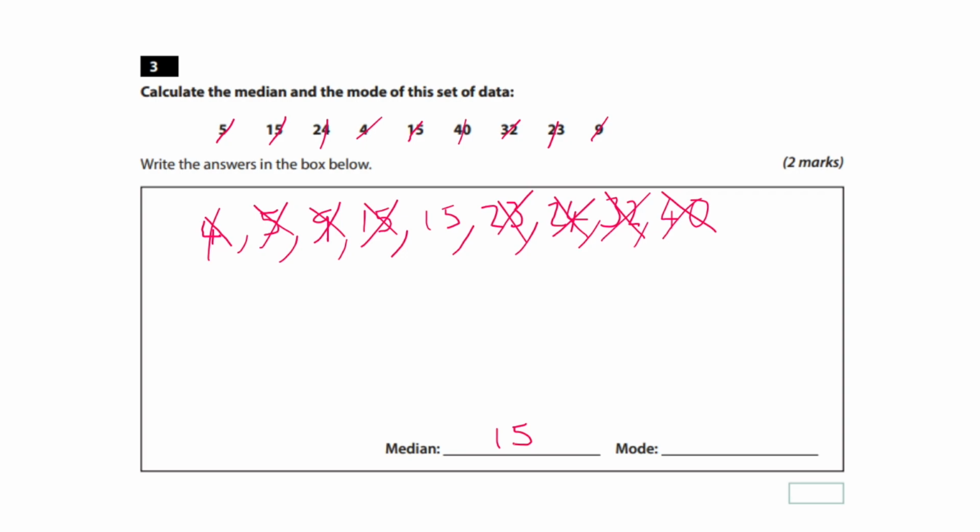Now the mode is the one there is the most of. But as you can see, we have two 15s, so that would be the mode. So the answer is the same for both there. The mode is 15 because there's more than one 15 there, and all the rest are only one of. And the median is 15 because the median is the one that's in the middle.